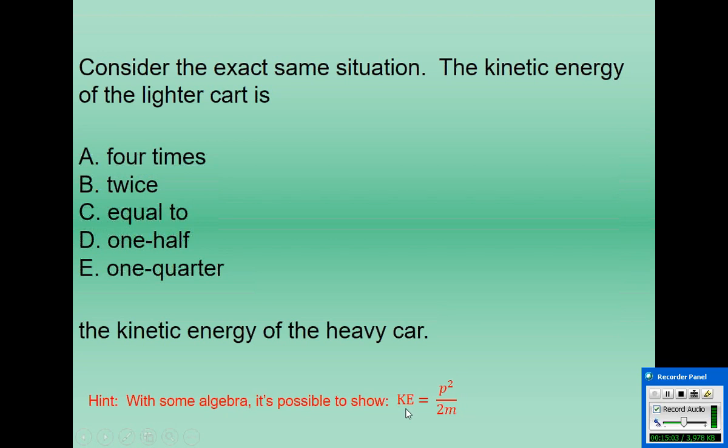I'll give you a hint. There is a relationship between kinetic energy and the magnitude of the momentum. Kinetic energy is equal to the square of the magnitude of the momentum divided by 2m, where m is the mass of the object. Think about it. Remember the result from the previous slide. Think about how it affects the kinetic energy. And again, if you have a question, this is a great question to ask at the start of class.